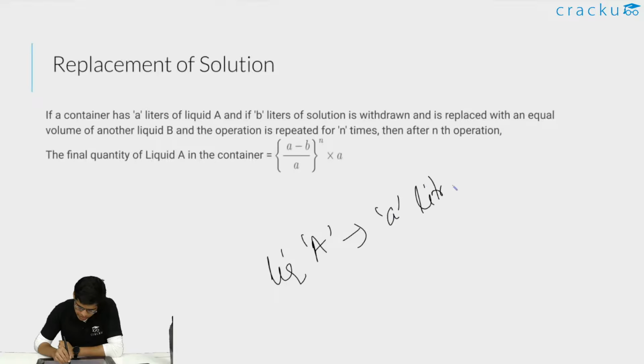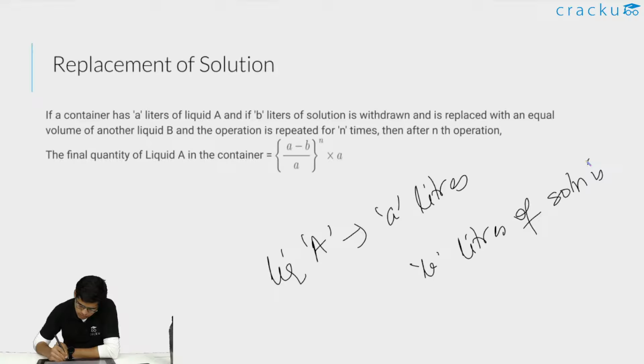So liquid A is A liters, and from this B liters of solution is withdrawn and replaced with an equal amount of another liquid B. Okay. And the operation is repeated for n times.